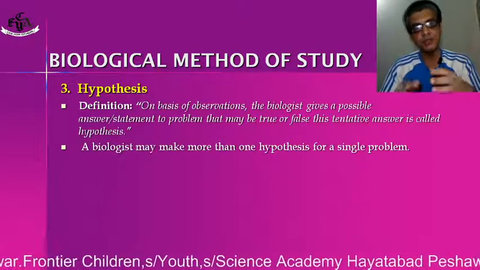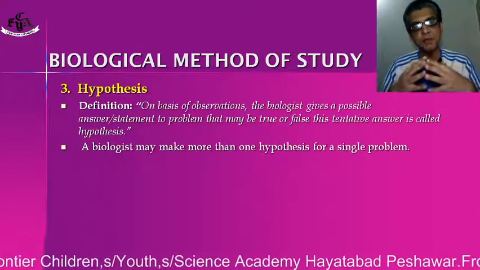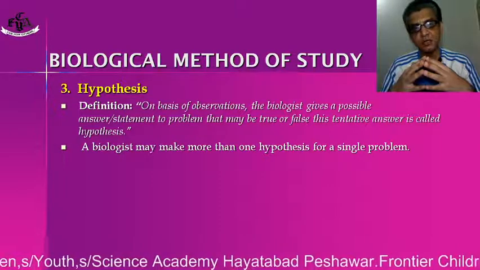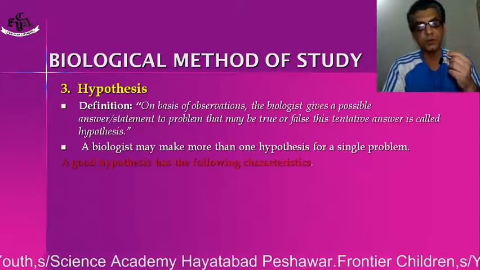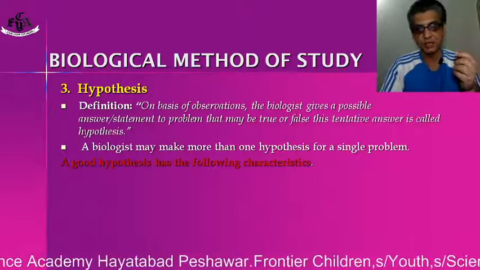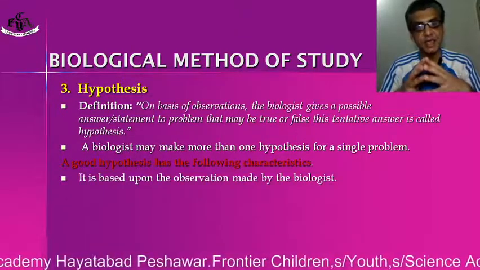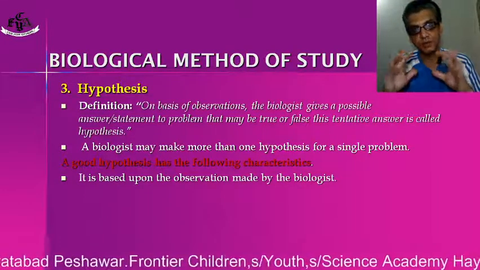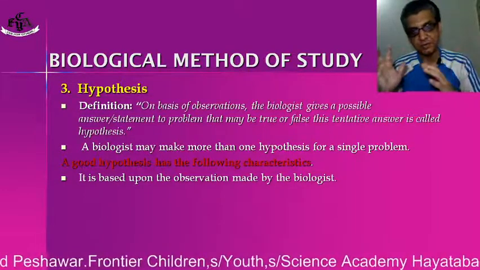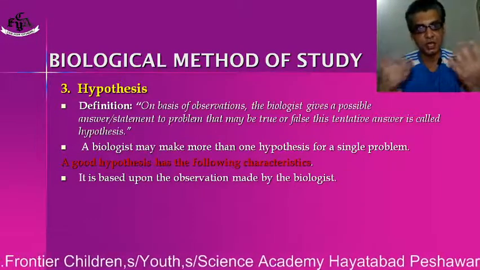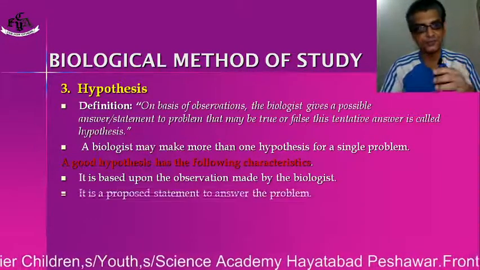So a biologist makes more than one hypothesis for a single problem. A good hypothesis has the following characteristics. Number 1, it is based on observation made by the biologist. First of all, the biologist makes an observation, and then on the basis of that observation, hypotheses are made.